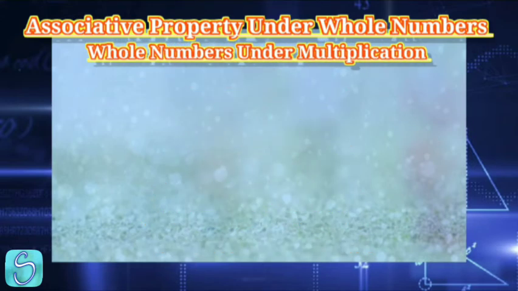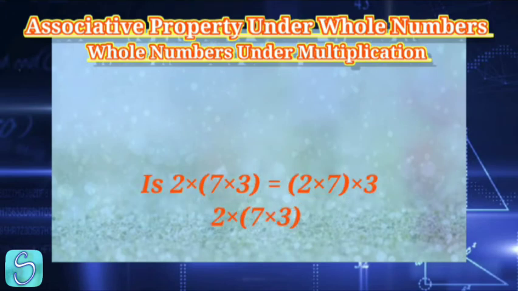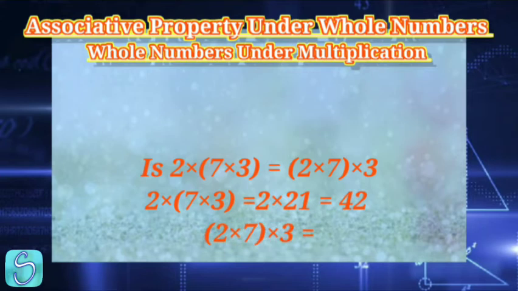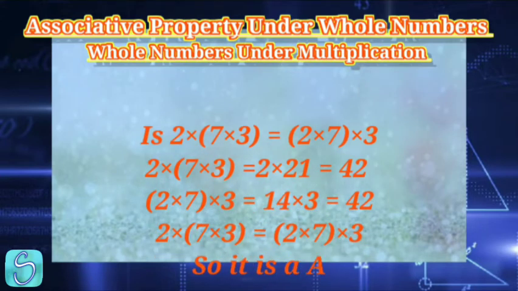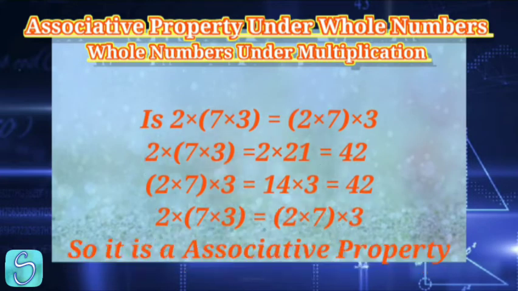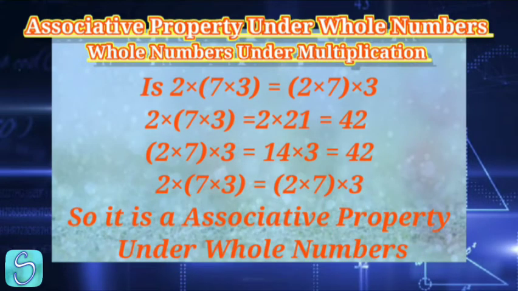Whole numbers under multiplication: (2 × 7) × 3 is equal to 2 × (7 × 3). Find the product of (2 × 7) × 3: 2 into 7 is 14, then 14 into 3 is equal to 42. Find the product of 2 × (7 × 3): 7 into 3 is 21, then 2 into 21 is equal to 42. So (2 × 7) × 3 is equal to 2 × (7 × 3).